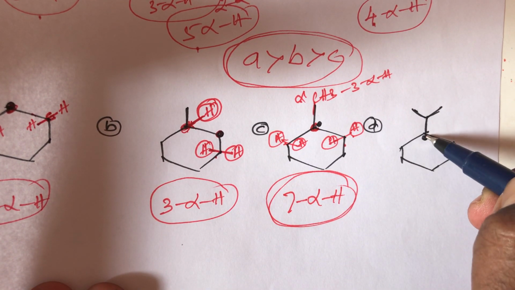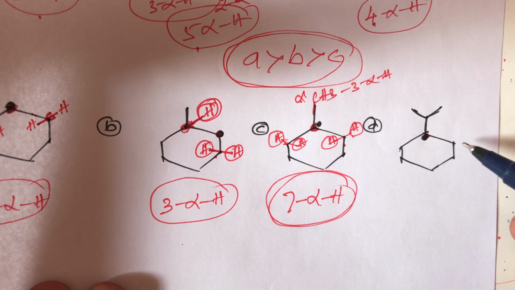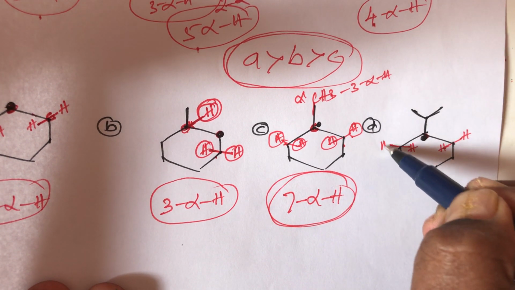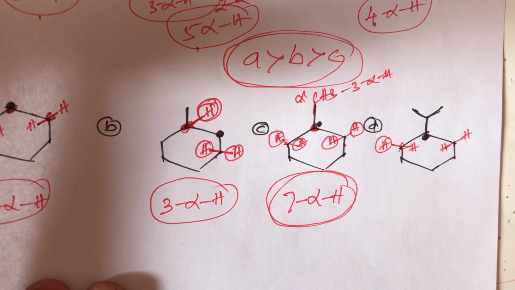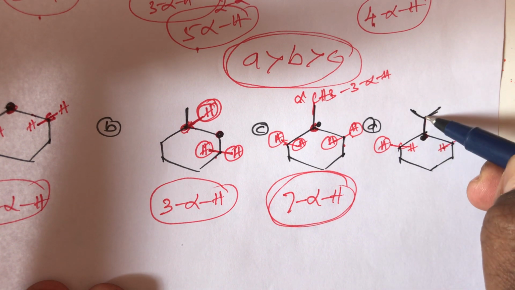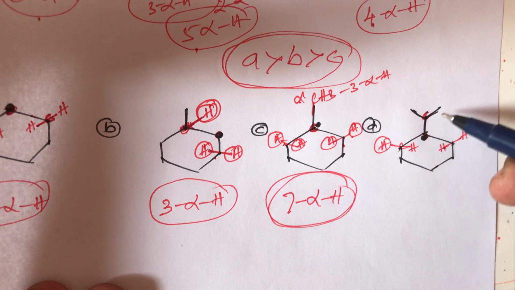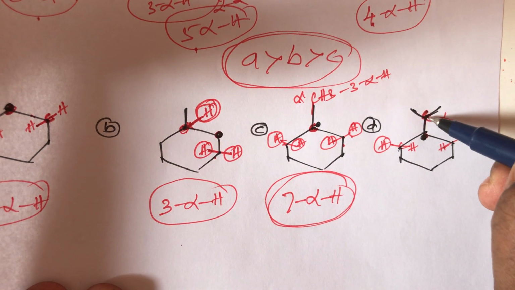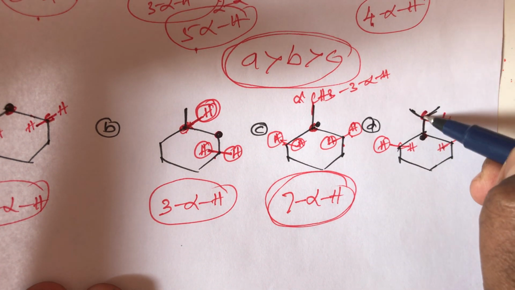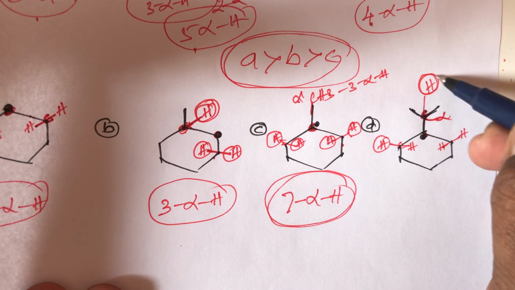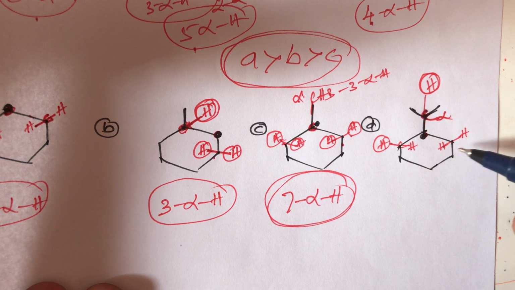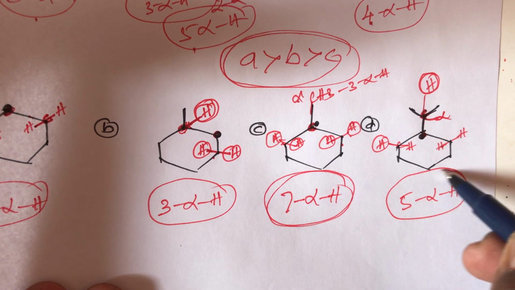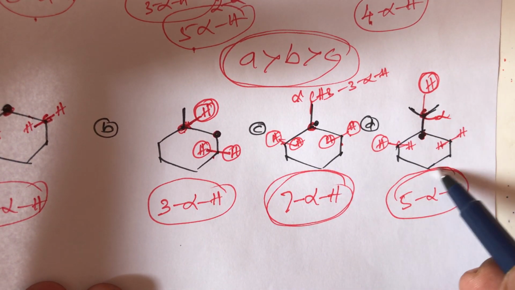The D compound is a tertiary free radical. Beside this tertiary free radical there are alpha carbons, one on the left-hand side and one on the right-hand side. Both carbons have 2 hydrogens. The top carbon is also a tertiary carbon, which means it is also an alpha carbon. This carbon contains only 1 hydrogen. So the total number of alpha hydrogens in this tertiary free radical is only 5.